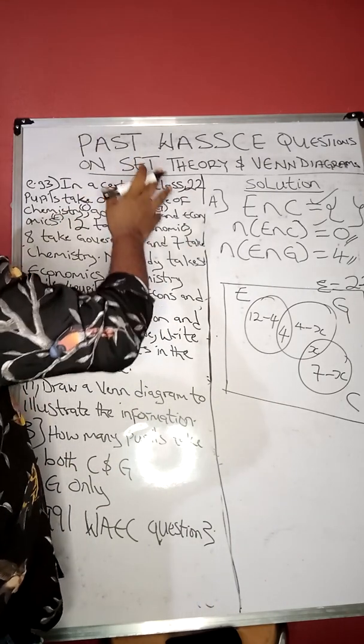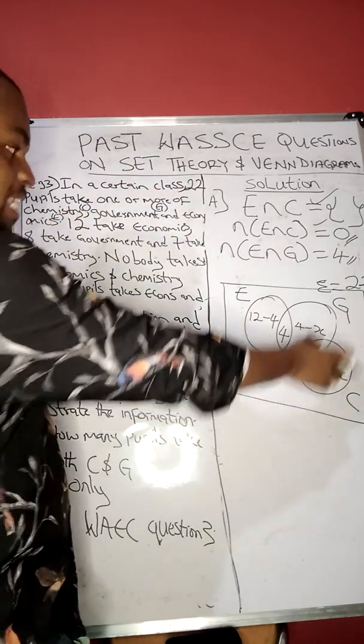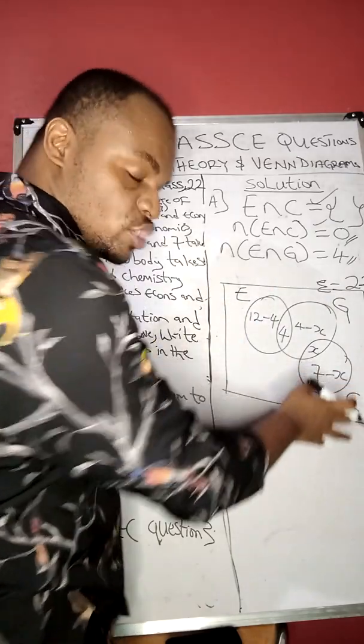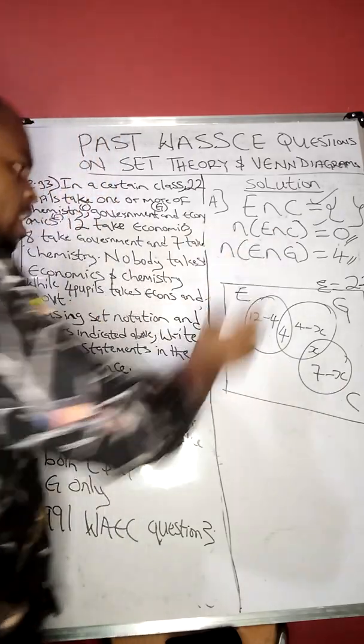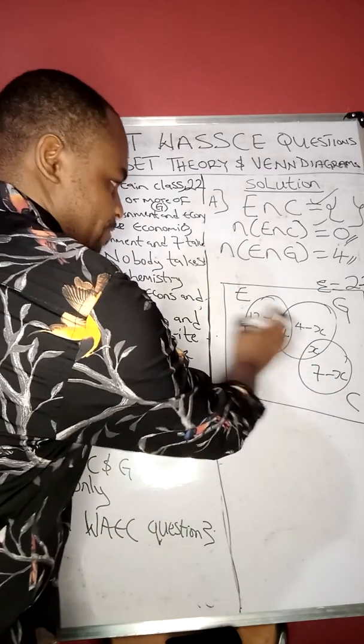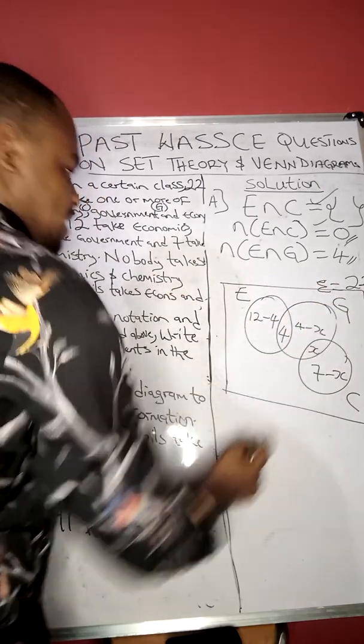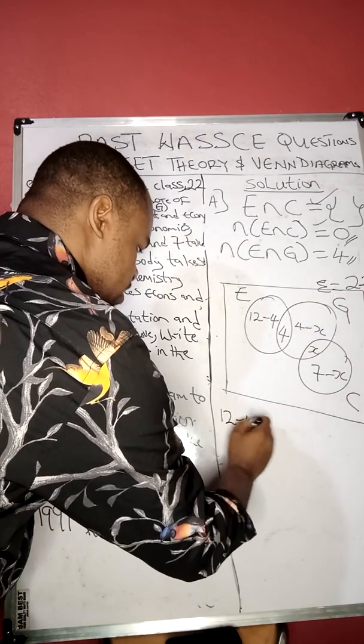Now, the question already made mention that none of the students takes none of the subjects, so nothing outside our sets inside the Venn diagram. All right, now all we have to do is add everything here, equate it to what? Our universal set. So I'll be having 12 minus 4.